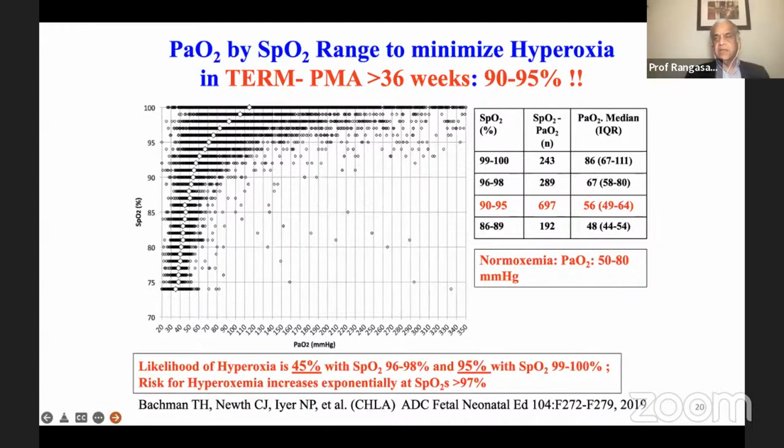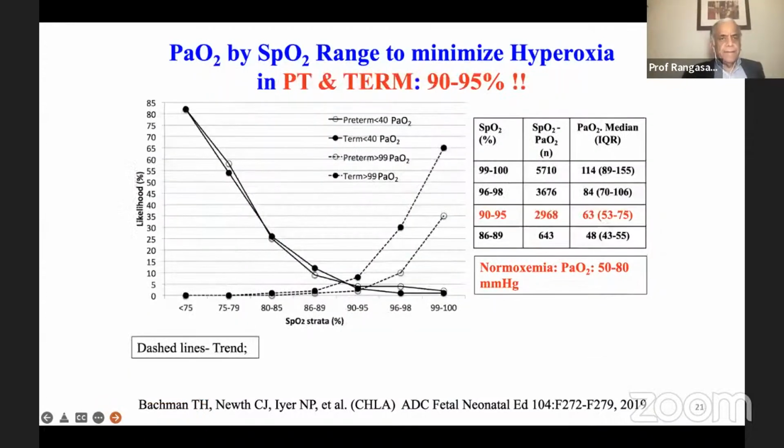This is term babies at a postmenstrual age greater than 36 weeks. So ideal target is 90 to 95. What about in preterm babies and term babies? So when they looked at it, again, you can see 90 to 95 saturation, nearly 3,000 paired samples of SaO2 and PaO2. The median PaO2 is 63 and interquartile range 53 to 70. But you can clearly avoid hypoxemia or hyperoxia using a target of somewhere between 90 to 95.